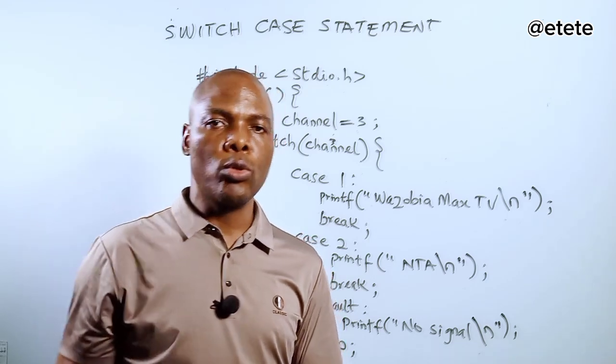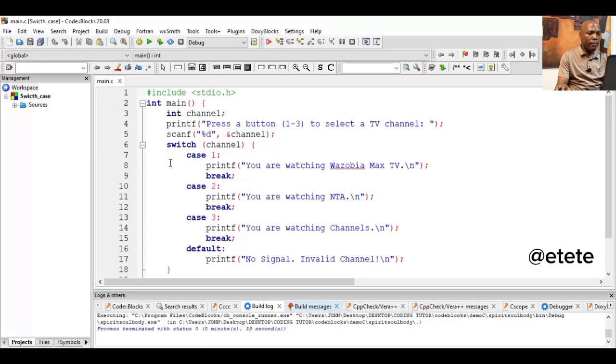So let's go to Code Blocks. So this is our Code Blocks, and then this is our switch case program. So as you can see, I have written it. Now, I told you I can make it interactive. So I'm going to make this one interactive, meaning I just declared a variable channel without assigning any value to it.